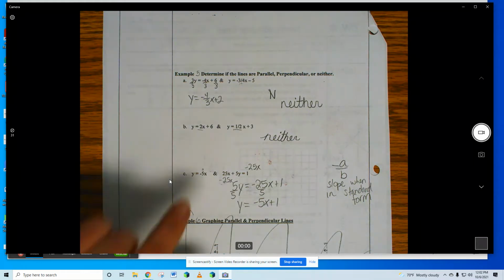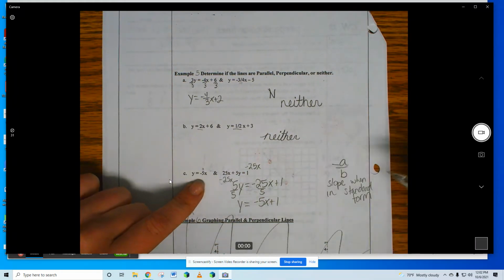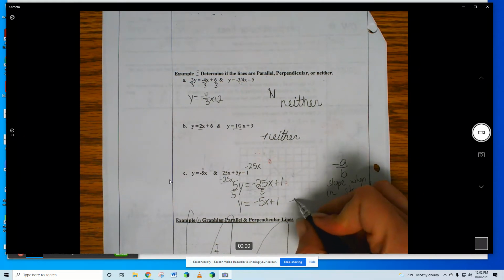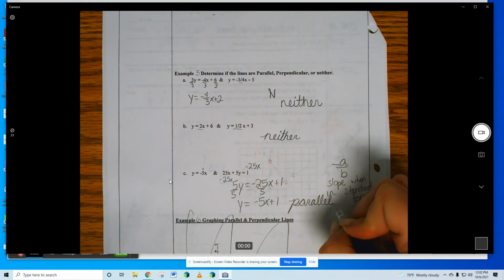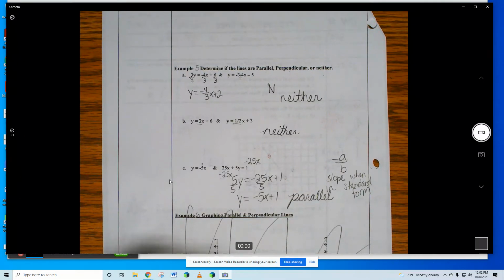Parallel, perpendicular, and neither. Negative 5 and negative 5. Ooh, all right, kids. P, A, R, A, L, L, E, L. Crazy. I never learned.